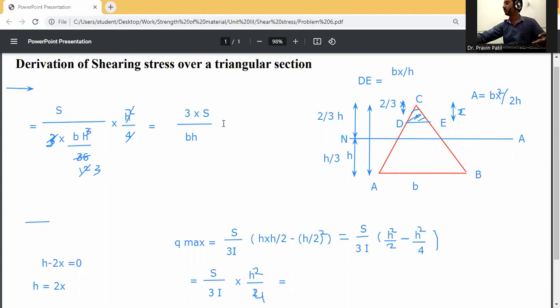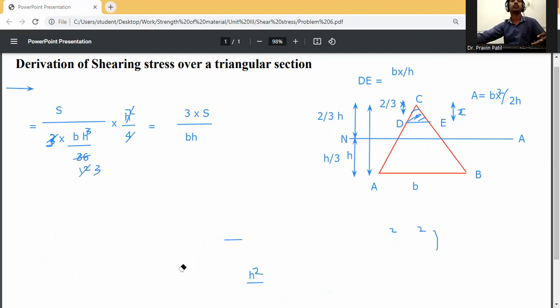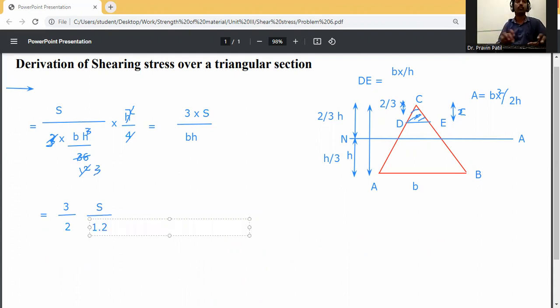So you can write here 3S divided by b into h. So Q max is equal to, so it will be converted. You can write 3 by 2, put one extra 2 here. 3 by 2 into S. So area of this triangular shape is 1/2 base into height, 1/2 b into h. So this 2 will get cancelled, and it will be the same here, 3S divided by bh.